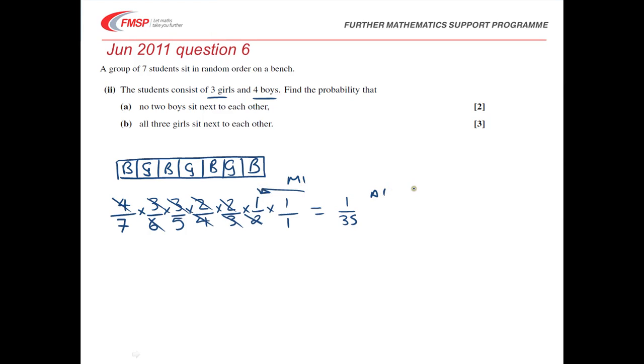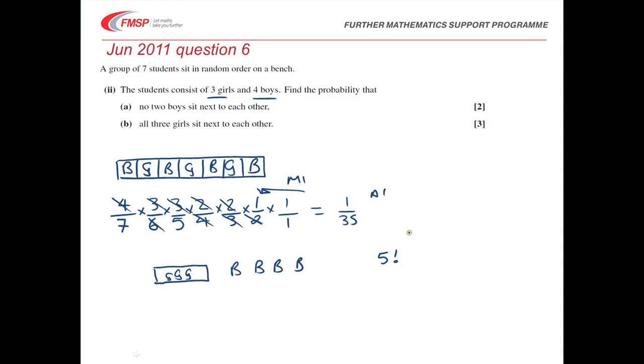Now, we've got to consider all 3 girls sitting next to each other. So again, we'll think about that as a block of girl, girl, girl, and then there are 4 boys individually. So really there are 5 objects here. So I know that there are 5 factorial ways of combining these together. That will guarantee that all 3 girls sit next to each other. So that's quite important to start off with.